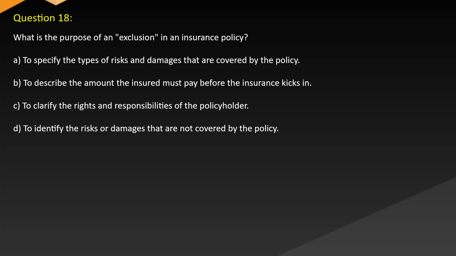Question 18. What is the purpose of an exclusion in an insurance policy? A. To specify the types of risks and damages that are covered by the policy. B. To describe the amount the insured must pay before the insurance kicks in. C. To clarify the rights and responsibilities of the policyholder. D. To identify the risks or damages that are not covered by the policy.